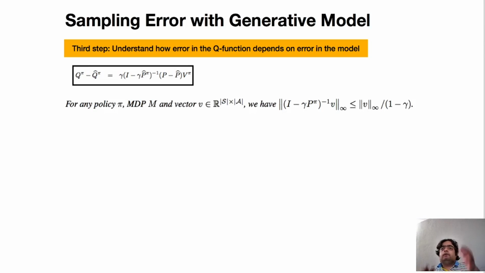Now what we really want is to compute the infinity norm of this vector of q pi minus q hat pi, which means we need to compute the infinity norm of a quantity on the right hand side of this equation. That quantity looks a lot like the infinity norm of I minus gamma p pi inverse times some vector v. So what this statement on the slide does is try to bound the infinity norm of such quantities that resemble I minus gamma p pi inverse times some vector v, which is what is written on the slide.